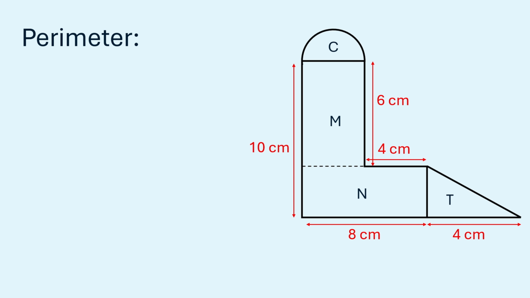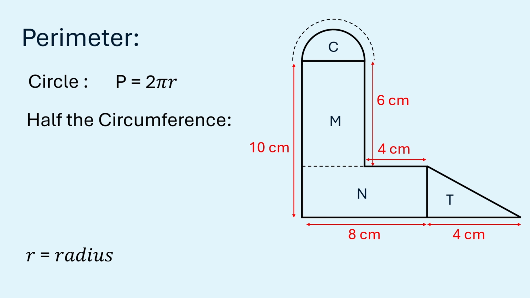First, we will find the perimeter of the composite shape. We will start with the circular section of the shape, semicircle C. The full circumference of a circle P is equal to 2 pi r, where r is the radius. Since we only need half the circumference, not including the straight edge of the semicircle, we use half the circumference: P is equal to 1 divided by 2 times 2 pi r, which is equal to pi r.